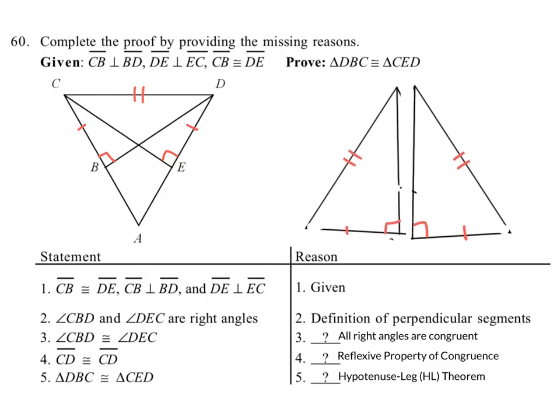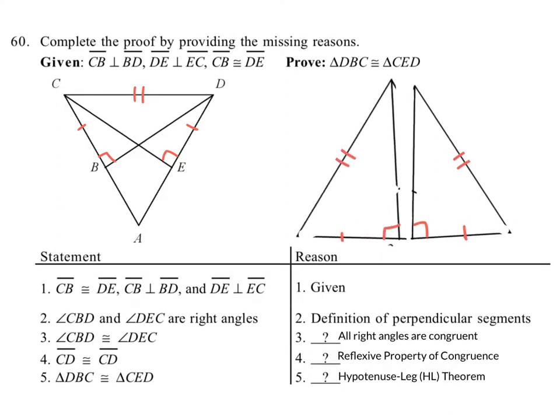We've got, first of all, it's got to be a right triangle. That's an important part of it. And we've got one of the legs and the hypotenuse congruent, hypotenuse leg.